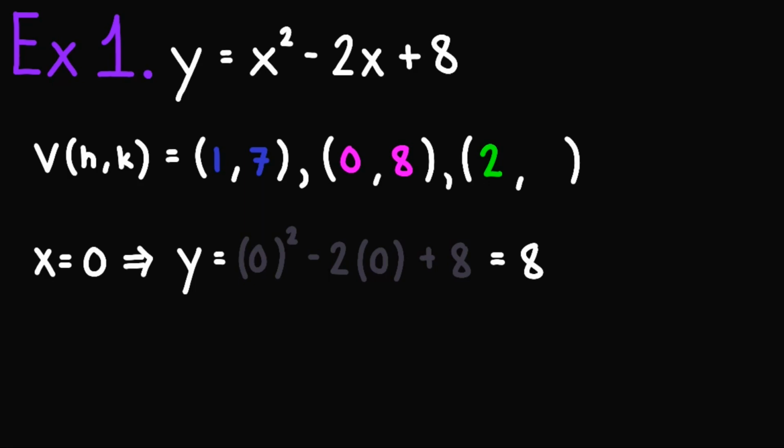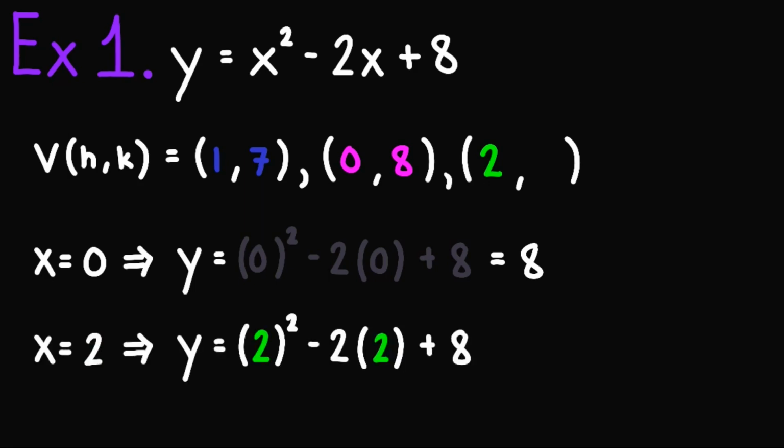Next, at x equals 2, we'll have y equals 2 squared minus 2 times 2 plus 8. This is equal to 4 minus 4 plus 8, or when simplified, take note that 4 minus 4 is 0, so we'll be left with 8. So we now have the point (2, 8). And so we now have 3 points for our parabola. So we can use this now to graph the parabola.